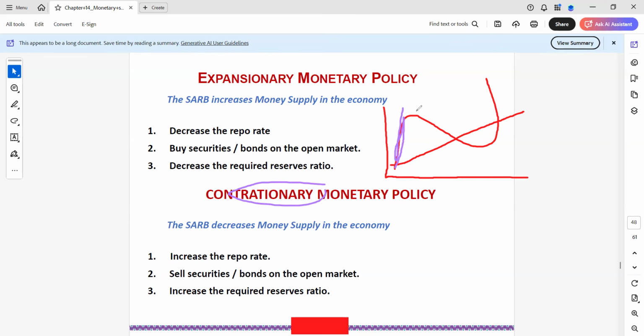And this one here is what? It is the contractionary phase, right? Where economic activities are going down, right? So let me just do this. Okay, let me just use this.